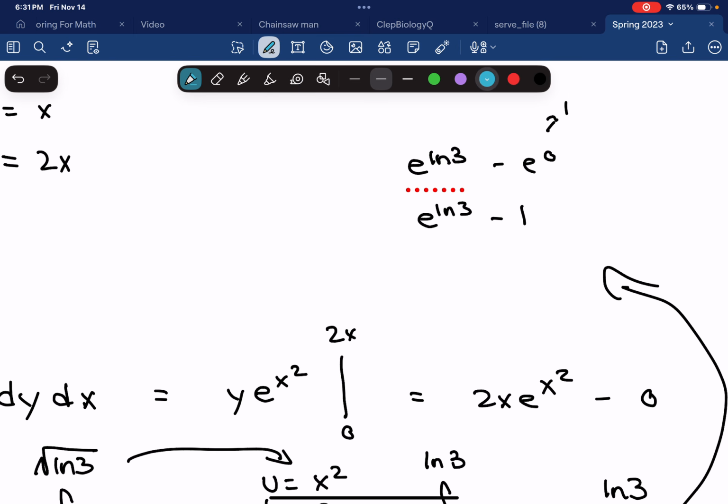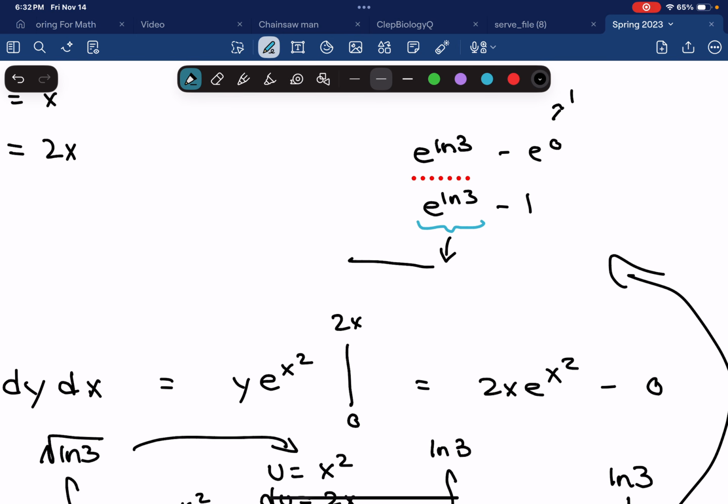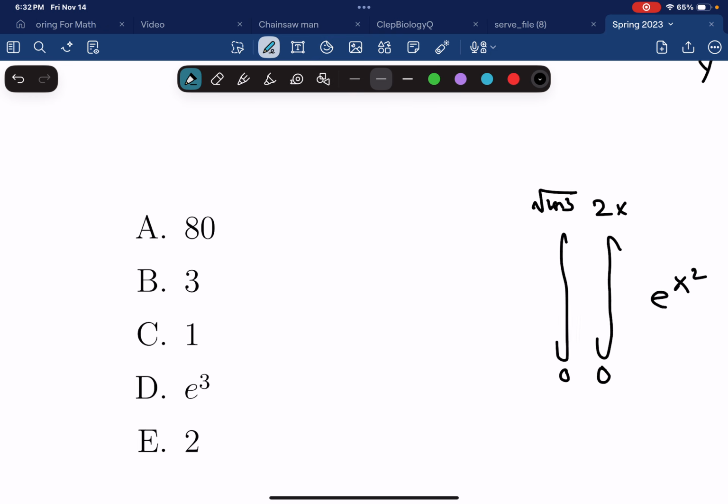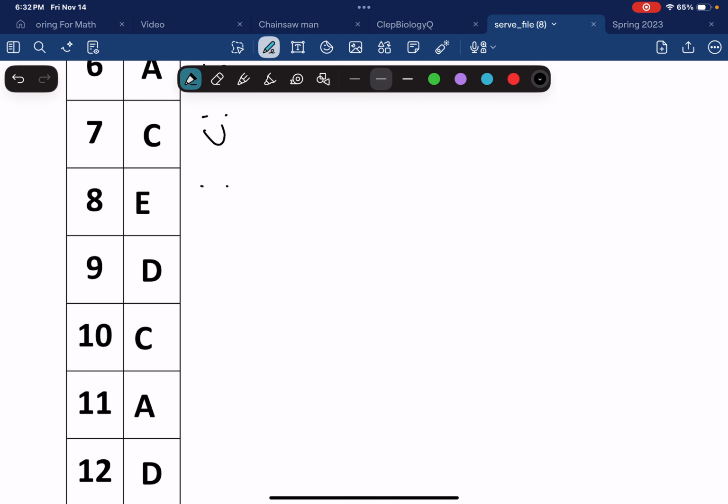Now, if you don't know this fundamental theorem, or know it already, e to the power of a natural log is just equal to whatever variable is in that natural log. So in this case, that's just 3. So you get 3 minus 1, which is equal to 2. In this case, that's our answer E, which is the correct answer for number 8.